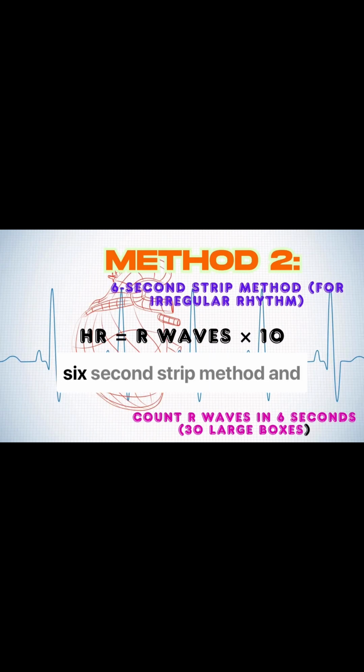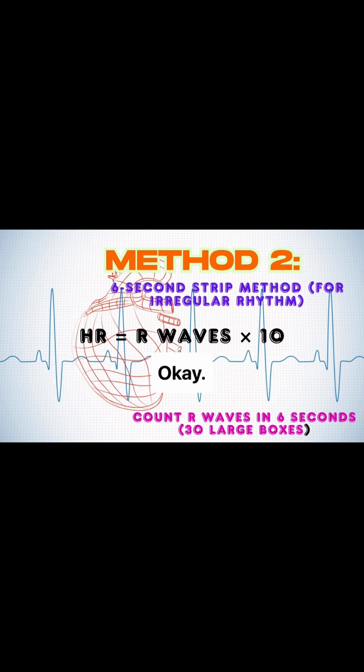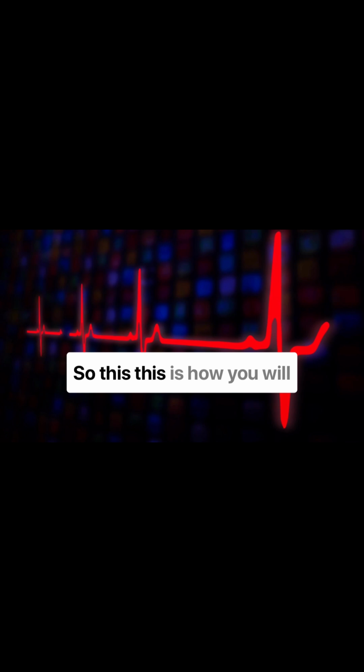Method number 2 is the 6-second strip method, and it's useful for irregular rhythm. Here, count the R waves in a 6-second strip, which is 30 large boxes. Count the total number of R waves and multiply it by 10. So, heart rate is equal to the total number of R waves times 10. This is how you get the heart rate when you have irregular rhythms. So whenever the rhythm is regular, use the 300 rule, and for irregular rhythm, use the 6-second rule.